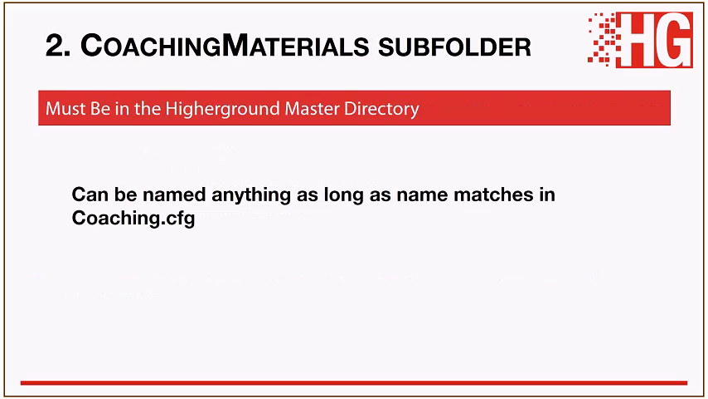Then the coaching materials subfolder. Now, it must be in the HigherGround master directory, and you can name it anything you want it to be, as long as you match it in the coaching .config file that we talked about previously. So that particular directory can be named whatever you want. And if you're doing this for multiple customers, you may actually want to put a customer name in it. It's just a question of what organizationally the customer wants to do with it. Then the coaching materials is the next piece.